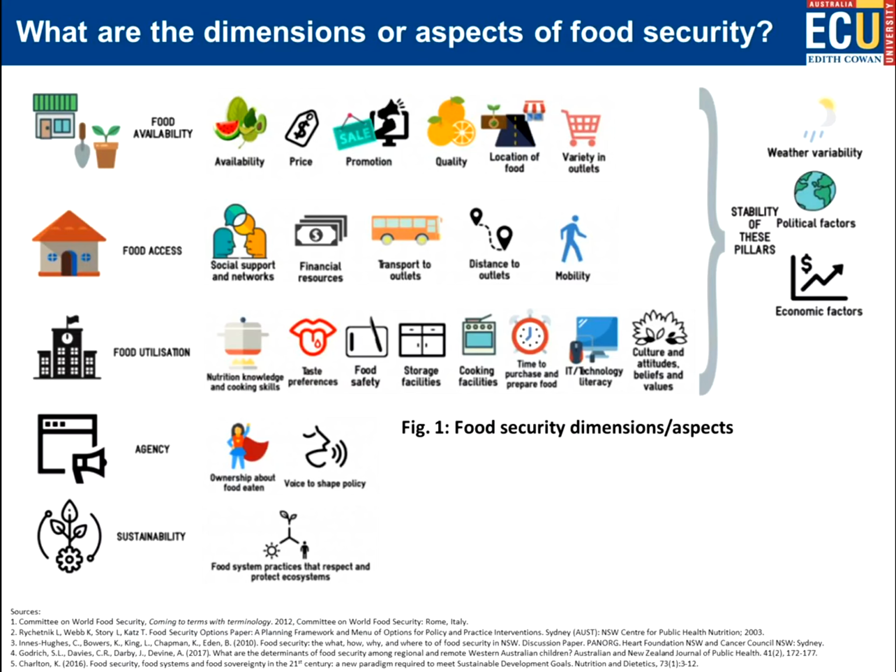Now I'm going to talk you through this range of dimensions or aspects that link to those particular factors of food security. Of course, this food security framework is not all-inclusive, but it just shows a range of those dimensions or aspects.